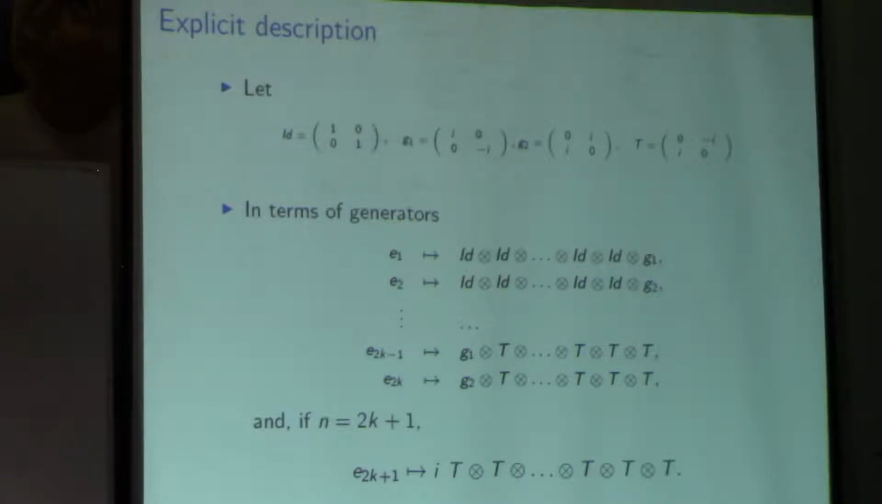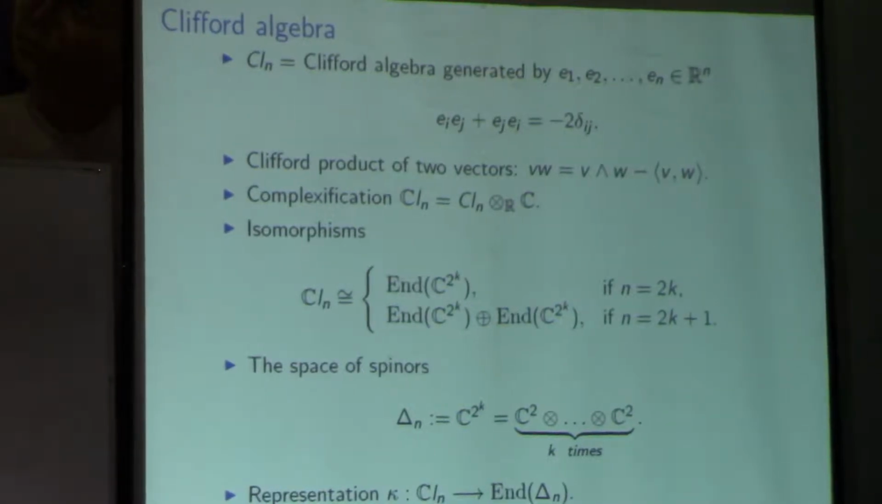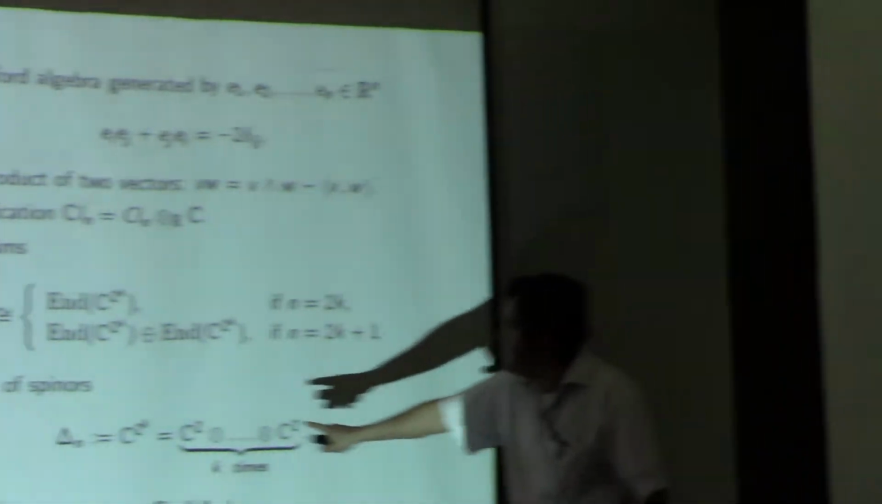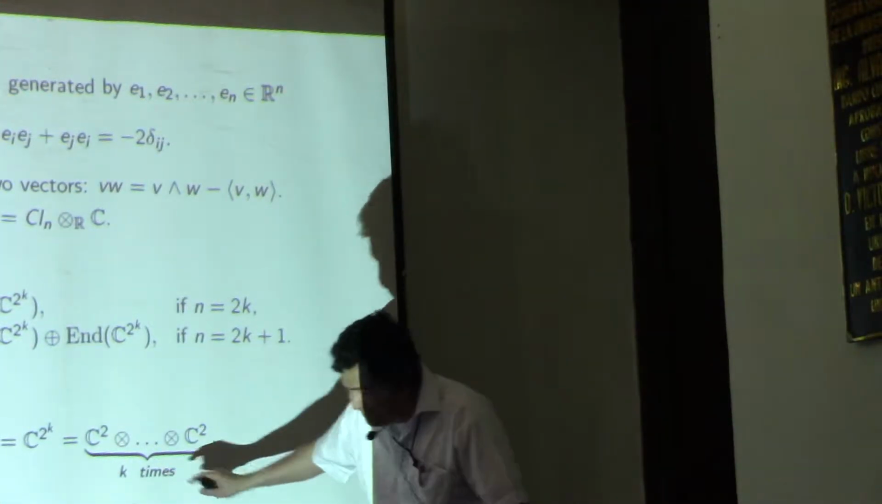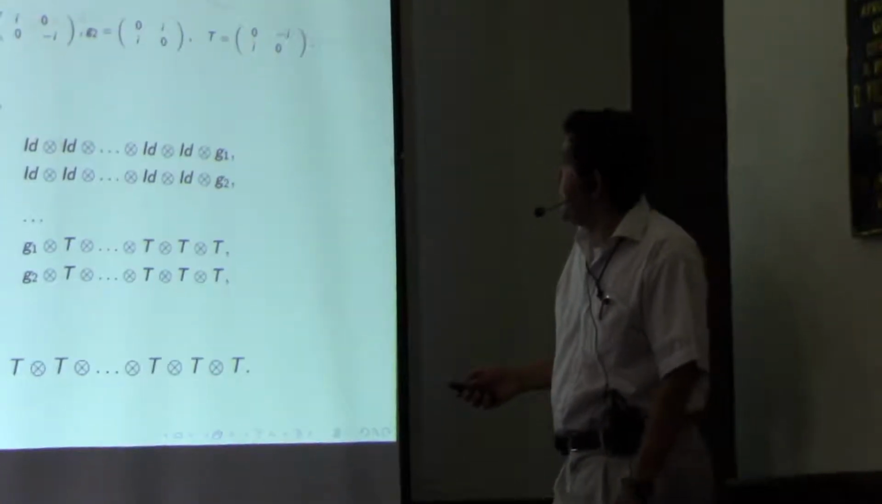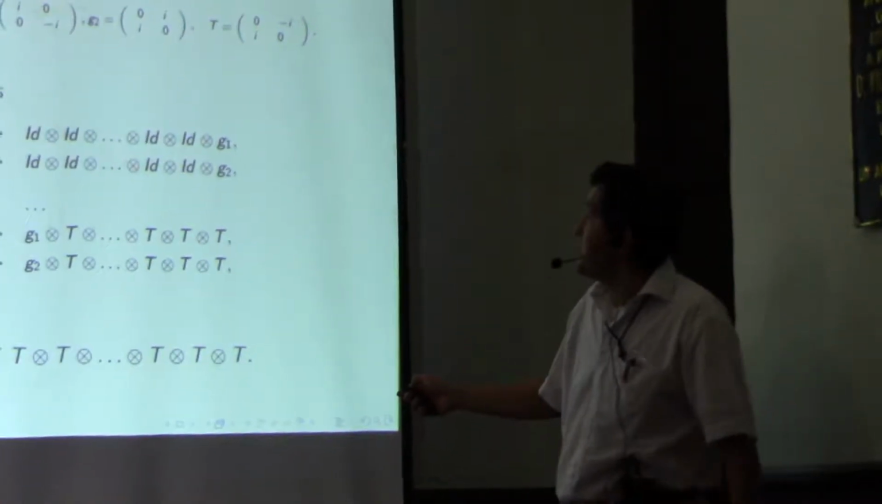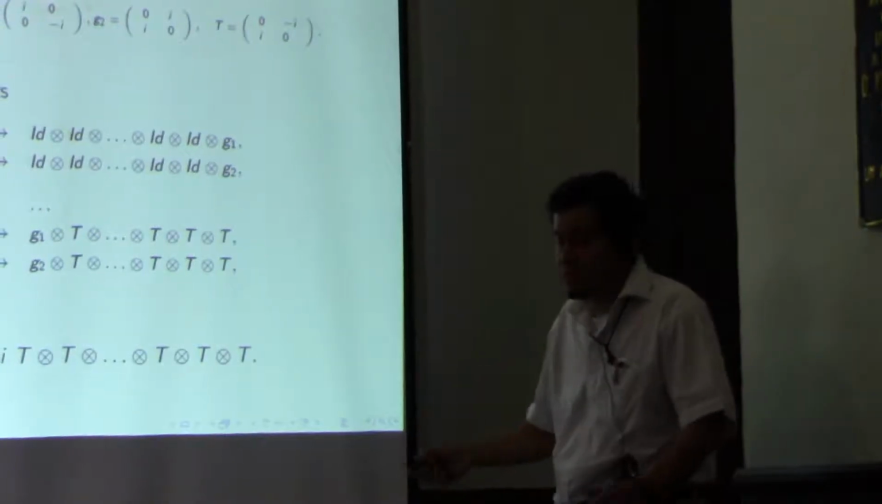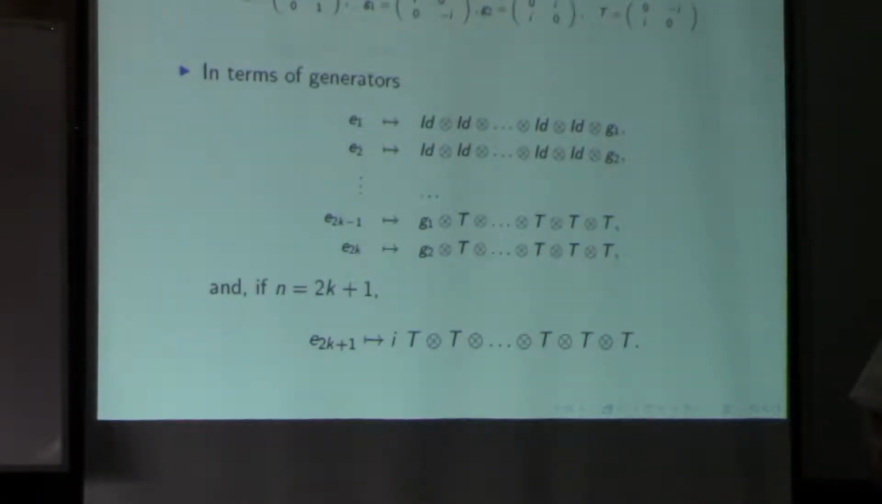The space of spinors is essentially this: C2 tensor C2 tensor C2, k times. Okay? So, believe me, if you consider these 2 by 2 matrices, which are related to the, is it Pauli matrices? Yes? They are not the Pauli matrices, but it's the choice of isomorphism I have.